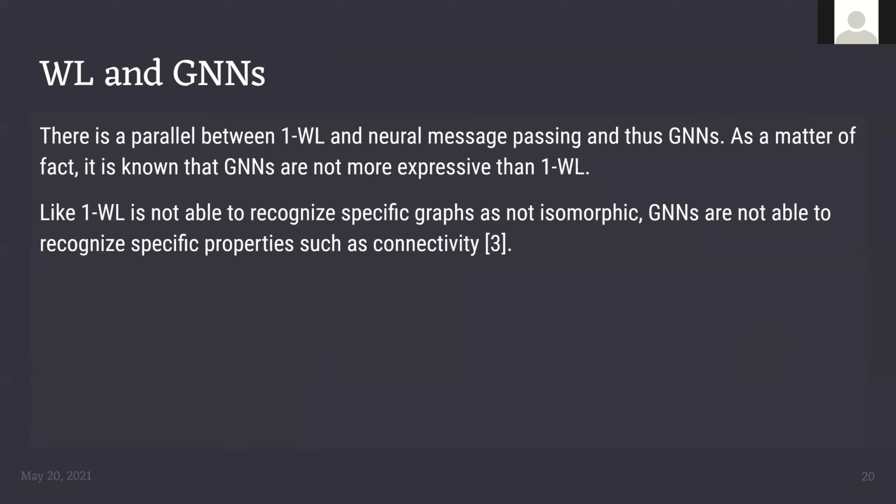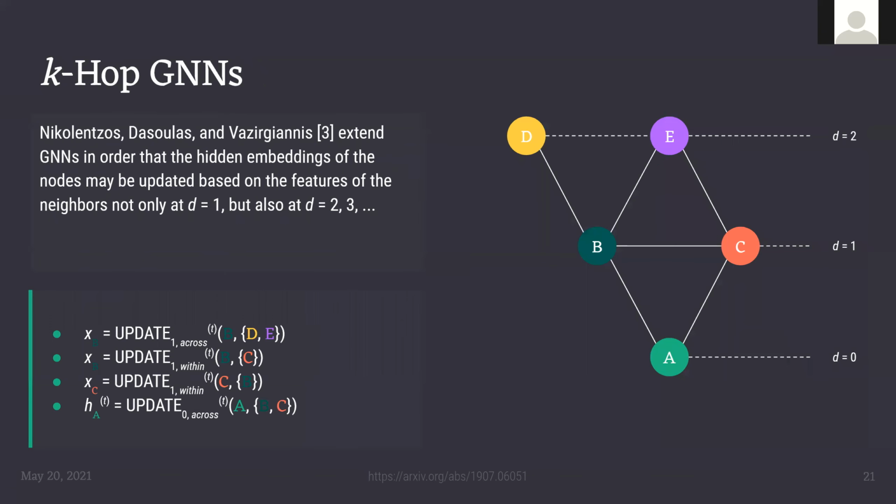And of course, the natural evolution of graph neural networks in this direction is, as the Weisfeiler-Lehman algorithm can be extended to operate not on nodes only, but on tuples of nodes, we can do the same for graph neural networks. So we update the representation of a node based on not only its one-hop neighbors, but also its two or even more hop neighbors at the same time.